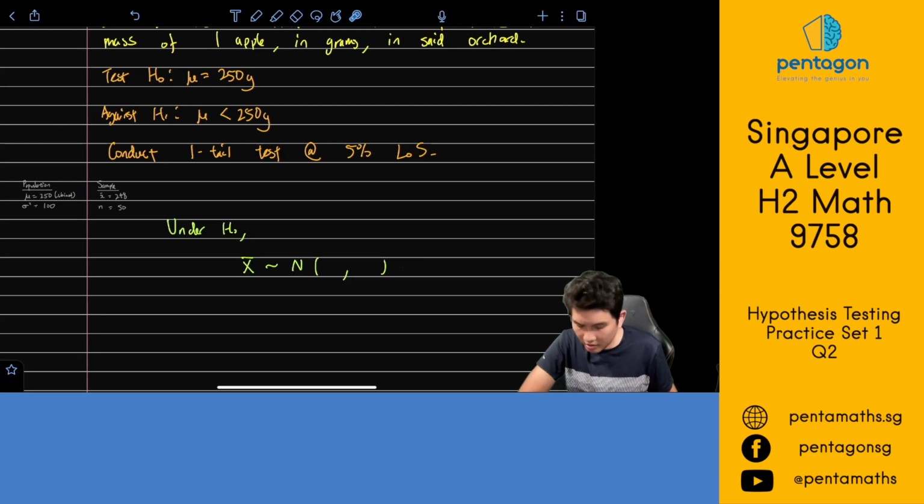Working under that assumption, then our sampling mean variable will be normally distributed. The mean is 250, variance is 100 over 50. Now that is just 2. This is the step that most students struggle with because they do not understand what's going on here. Let me very quickly explain the meaning of these two very short sentences.